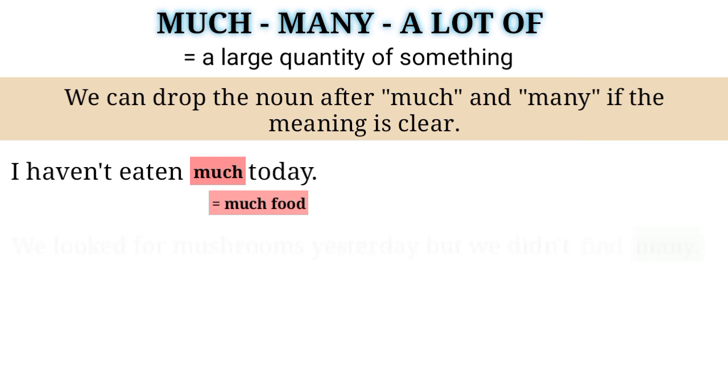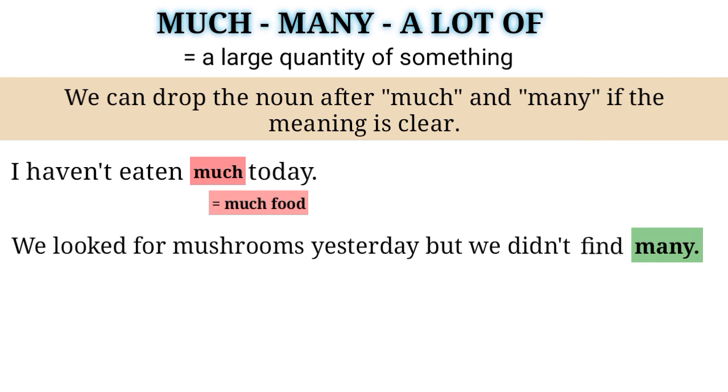Next example. We looked for mushrooms yesterday, but we didn't find many. Many at the end of the sentence means many mushrooms. So we can drop mushrooms here because it is clear what we're talking about.